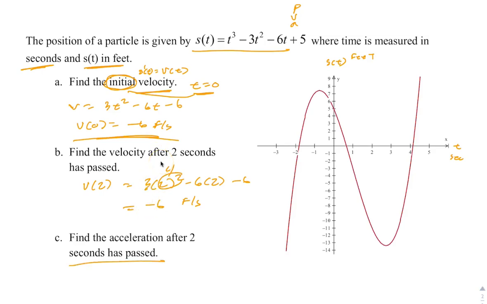Find the acceleration after 2 seconds that pass. So here we gotta take a derivative again, right? Because again, it goes position, velocity, acceleration. Let's take the derivative of velocity. So my acceleration is going to be the derivative of this guy right here, 6t minus 6.